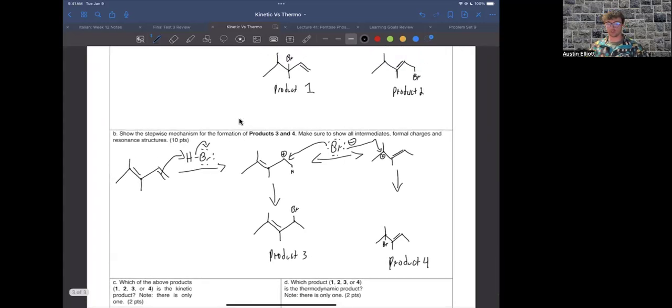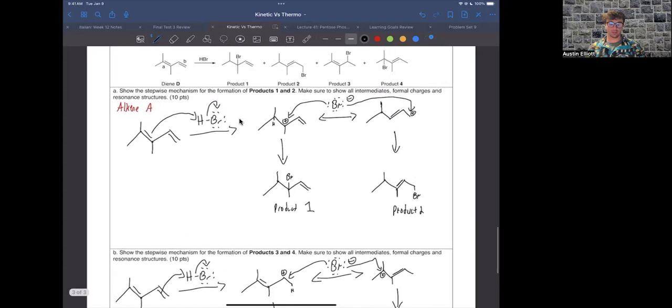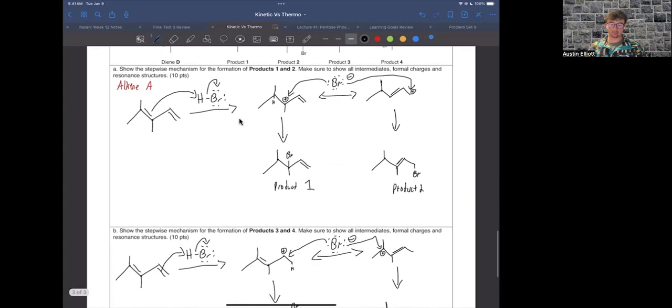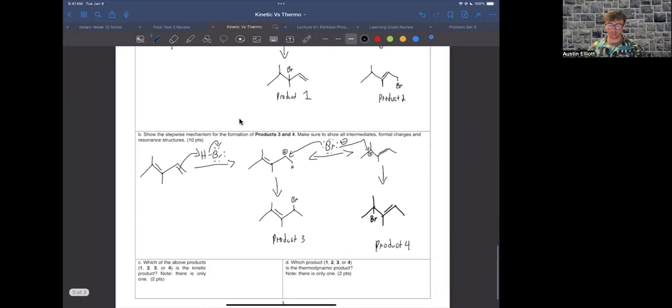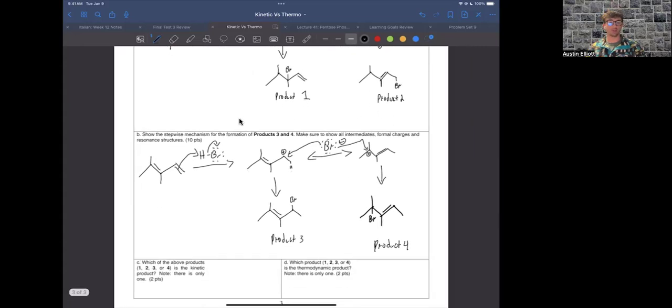So that's pretty much all you have to show for the mechanisms themselves. Showing your resonance arrows, showing the formation, breaking of the double bond, and stuff like that will get you full points on that. So that's about probably 16 of the 20 or so points that this page is worth. And then these two bottom questions are worth four more or something like that.